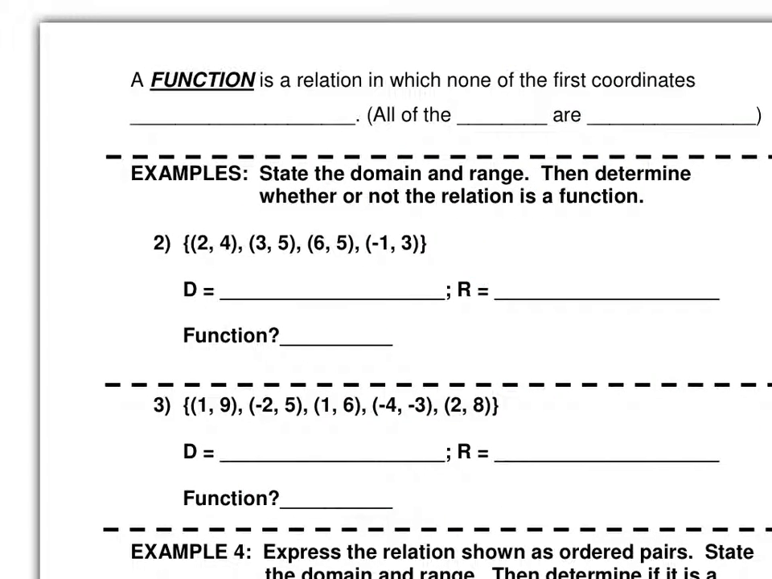All right, the next word that you're going to have in your notes is a function. A function is a relation in which none of the first coordinates repeat. None of the first coordinates repeat. So all of the x values of your function are different.